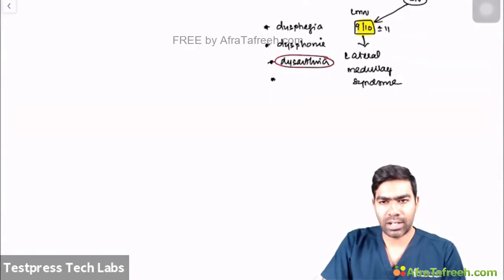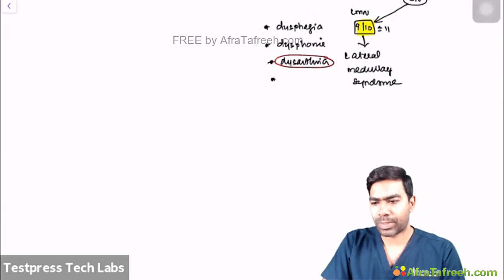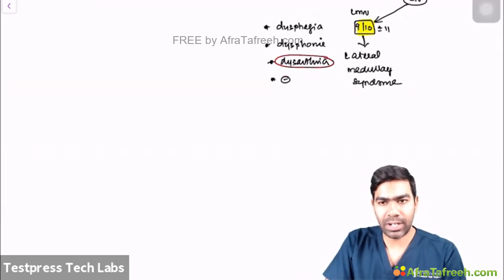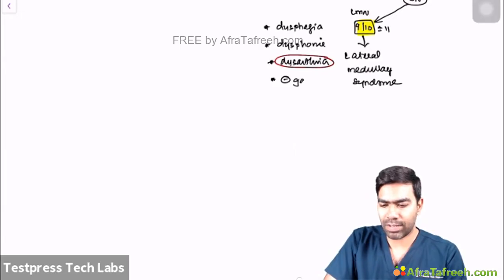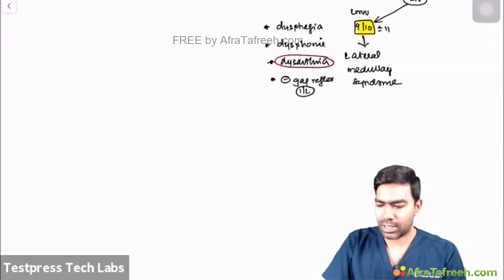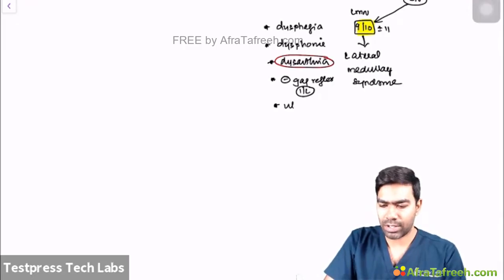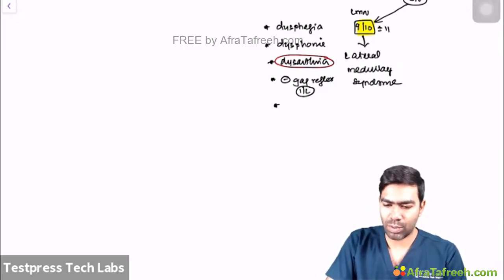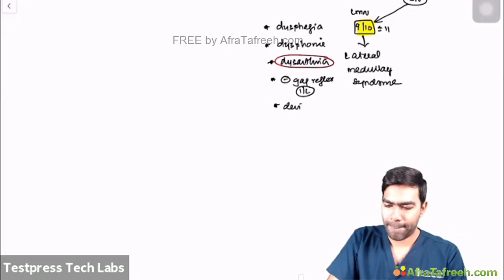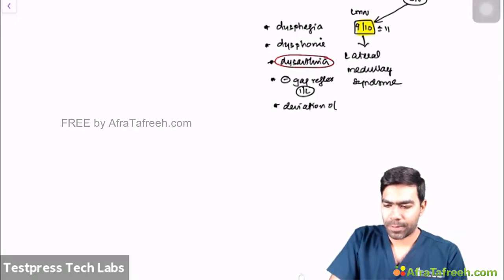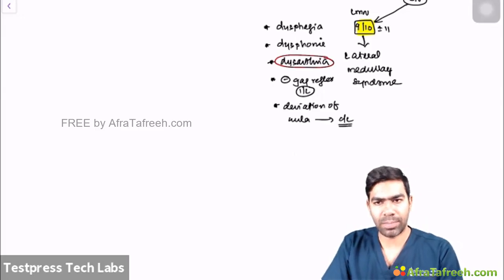And apart from that, they will have absent gag reflex, because this is a lower motor neuron lesion. So the reflex will be lost. They'll have an absent gag reflex on the ipsilateral side, because it's a lower motor neuron palsy. So on the same side, they will have loss of gag reflex. And at the same time, there will be uvular deviation. Deviation of the uvula to the healthy side, that is towards the contralateral side. That's what happens here.